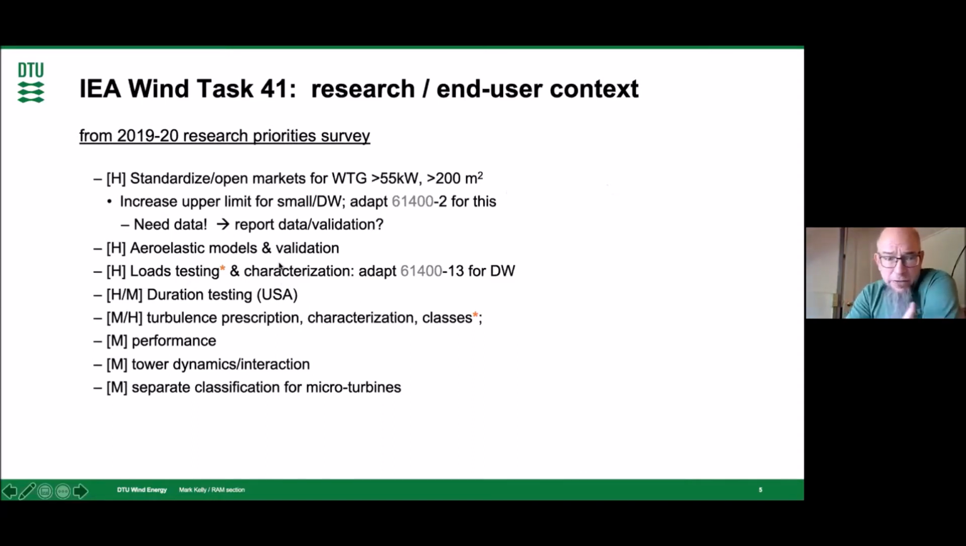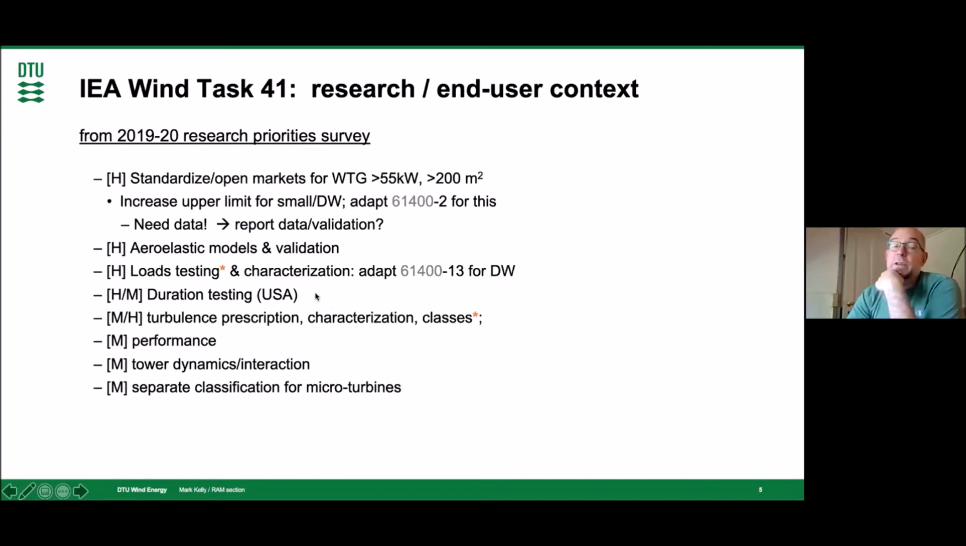So a number of things come up. Here I have these things listed with priorities, H for high and M for medium. So the highest priority things, as denoted by the survey: first is trying to open markets for so-called medium wind turbines. We won't deal with that here. Another thing is getting better aeroelastic models, and a path to validating models. Yet another was trying to get more accessible loads testing and characterizing loads. That is, IEC 61400-13 isn't really adapted for distributed wind or small wind.